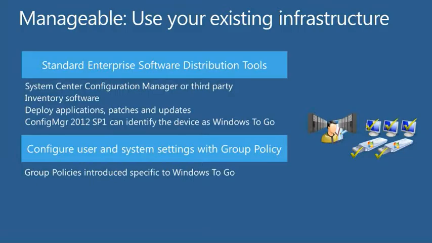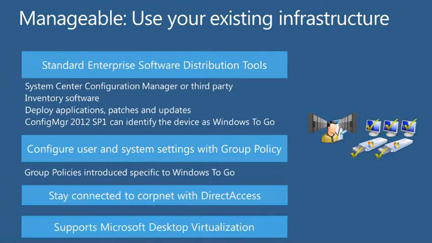Group policy. Standard, right? You've got group policies in your environment, you apply them to machines, you apply them to users. The USB stick's still a machine, you can apply it to the USB stick. DirectAccess, you betcha. And desktop virtualization. So anything we support in the desktop environment and the laptop environment, we support in the Windows to Go environment. So if you're using that virtualization today, stick it on the USB stick. Who cares? You can put it in.